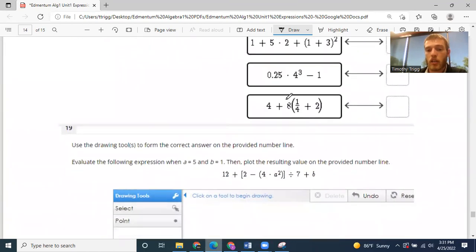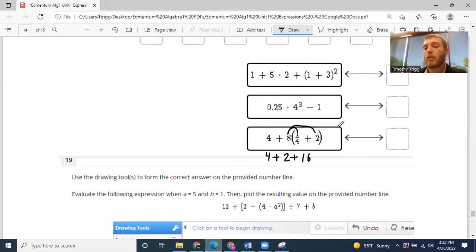For this one, I'm just going to help you with this bottom one here. Remember, this 8 gets distributed. So the 8 times 1/4 and 8 times 2. So we could do 4 plus 8 times 1/4. So you can think of 8 times 1 divided by 4. So 8 times 1 is 8, divided by 4 is 2. 8 times 2 is 16. Then just add those together. Okay, see if you do the rest on your own. Again, remember, parentheses first, then exponents, multiplying and dividing from left to right, adding and subtracting from left to right.